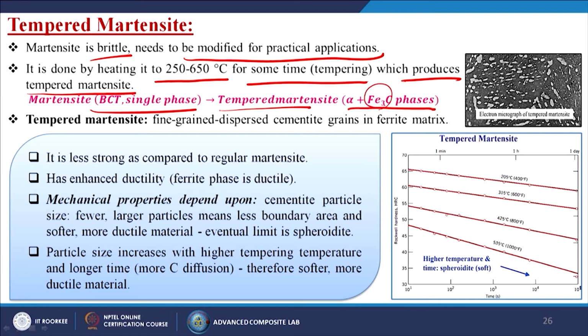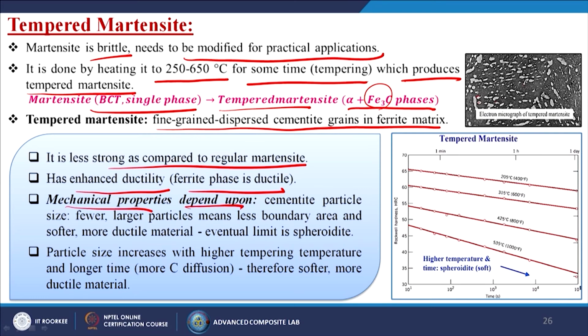Fe3C is nothing but cementite. Tempered martensite has fine dispersed cementite grains in a ferrite matrix. So, this is the electron micrograph of the tempered martensite, where you can find the fine, small grains of cementite present inside the matrix. It is less strong as compared to regular martensite and has enhanced ductility, since the ferrite phase is ductile over here. So, elasticity kind of properties we can get from here, it is not brittle in nature.